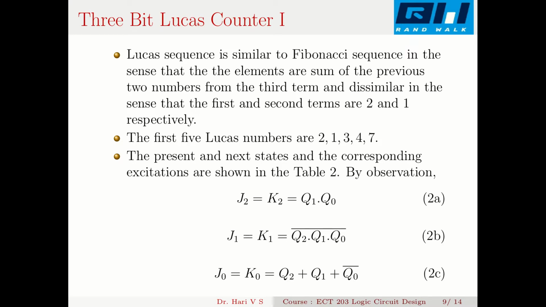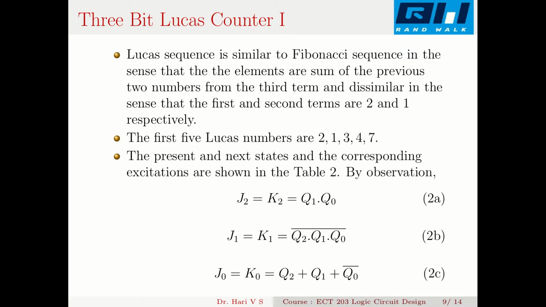So it starts with 2. Then the second value is a 1, whereas the Fibonacci series starts with 0, 1, 1, 2, 3 that way. Here this Lucas series starts with 2 and 1, and then the remaining are the sums, like 2 plus 1 is 3, 3 plus 1 is 4, 4 plus 3 is 7. Now I am making a 3-bit counter, so I stop at 7. So let us design this.